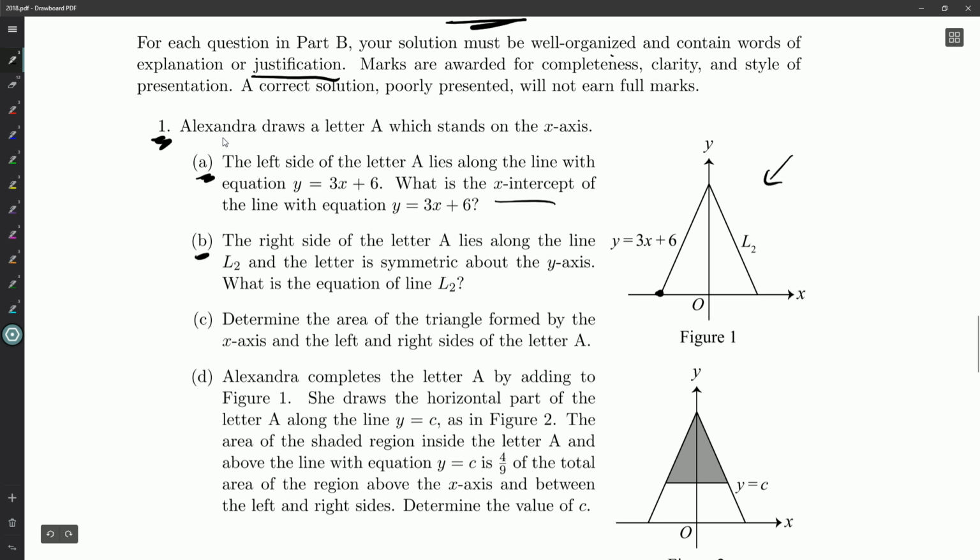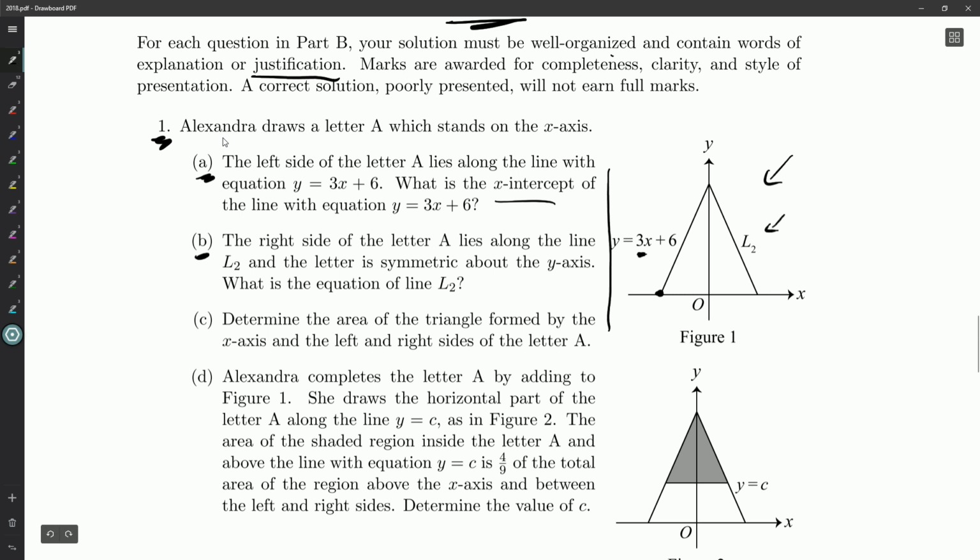All right, B part. The right side of the letter A lies along the line L2, the division here, and the letter is symmetric about the x-axis. What is the equation of line L2? Okay. So it's symmetric about the x-axis. Well, how are we going to get symmetry? Well, think about it this way. We know the slope of this line. What could we maybe guess for the slope for L2?